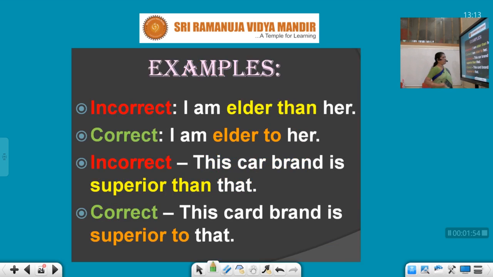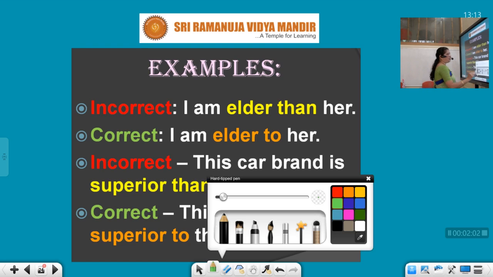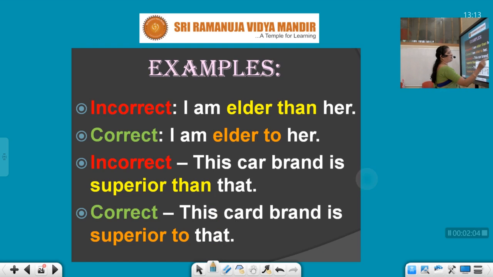So we'll have a look into the example, students. If I say, I am elder than her, it's a blunder mistake. You are not supposed to say, I'm elder than, but you are supposed to say, I'm elder to. So this is wrong and this is correct. Can you see? I am elder than her is wrong. Can you see er? It's a comparative.